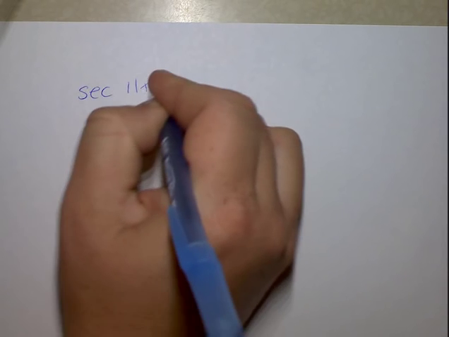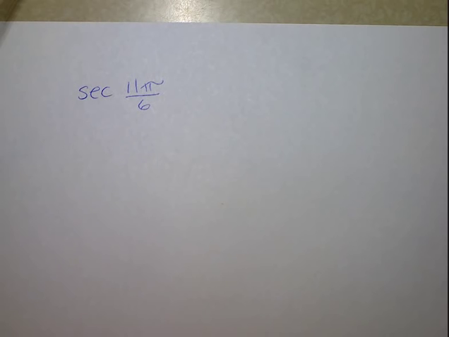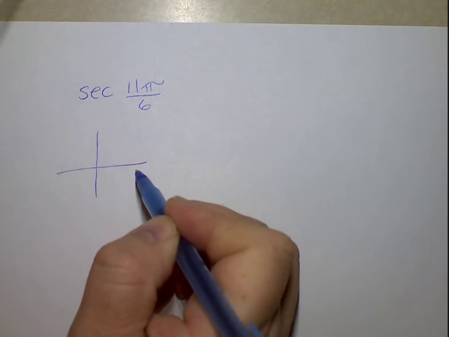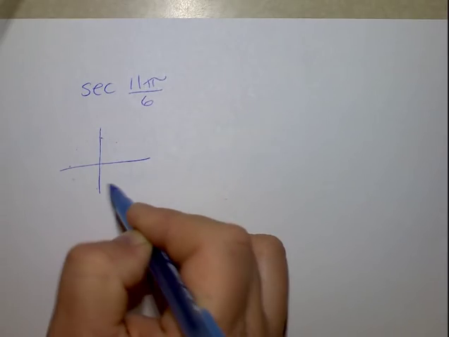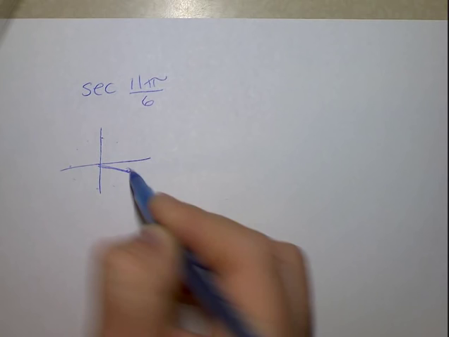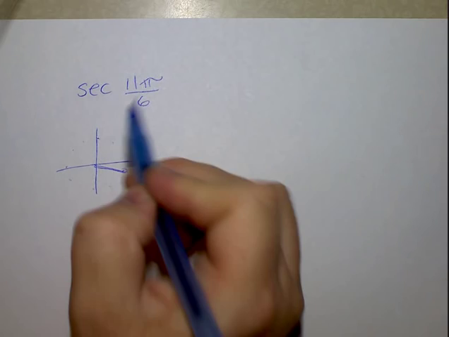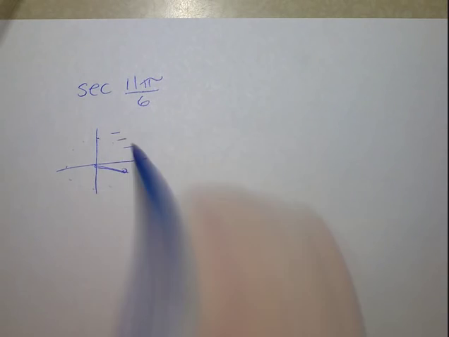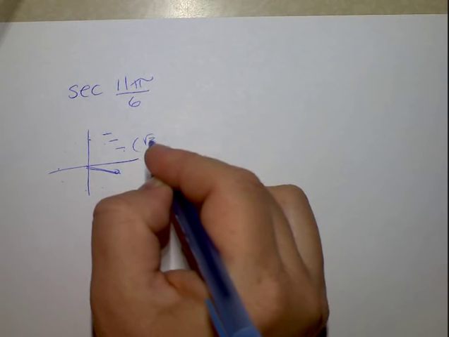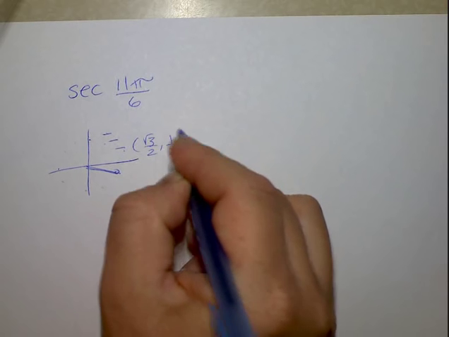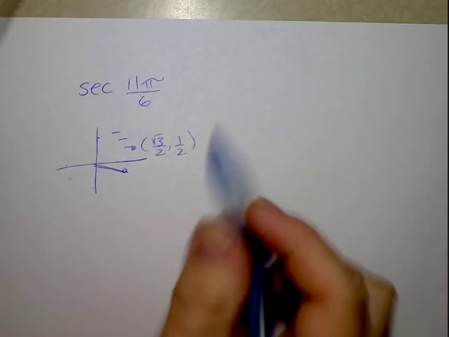Okay, so let's go with secant of 11 pi over 6. Let's first identify where that is. So I'm going to count 1, 2, 3, 4, 5, 6, 7, 8, 9, 10, 11. Okay, it's right here. Is the reference angle top, middle, or bottom? It is bottom, so 1, 2, 3, okay. Radical 3 over 2 and 1/2. Okay, so forget about positives and negatives, this is what we have.